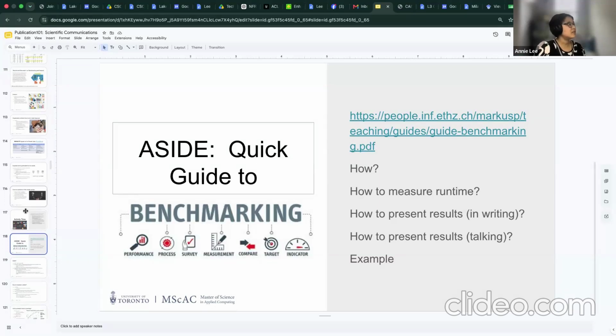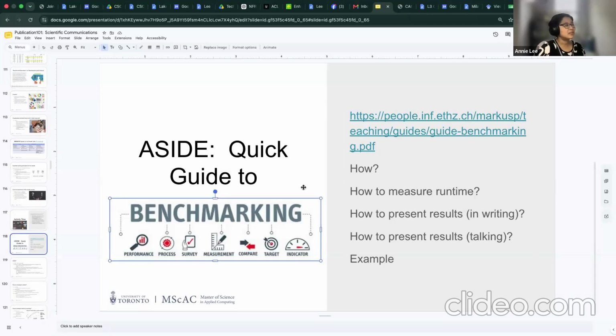Yeah, so this is just a quick aside to the results. I taught you results, but sometimes in benchmarking, you need to measure runtime.